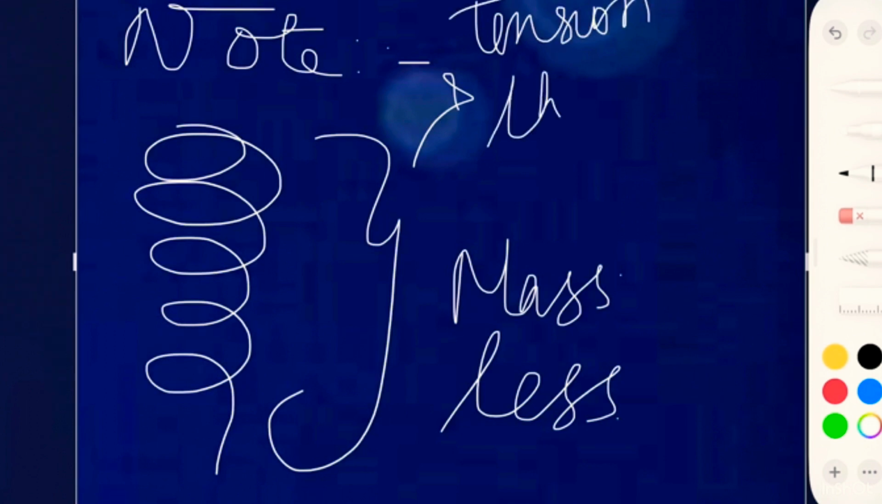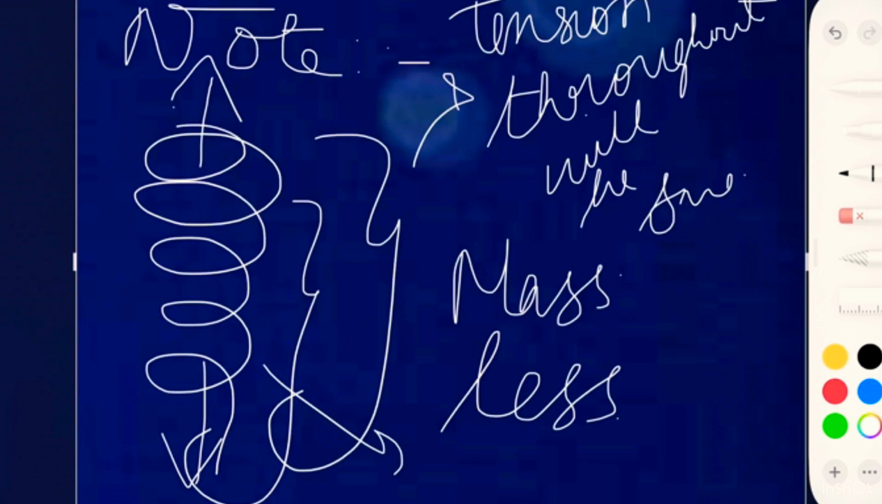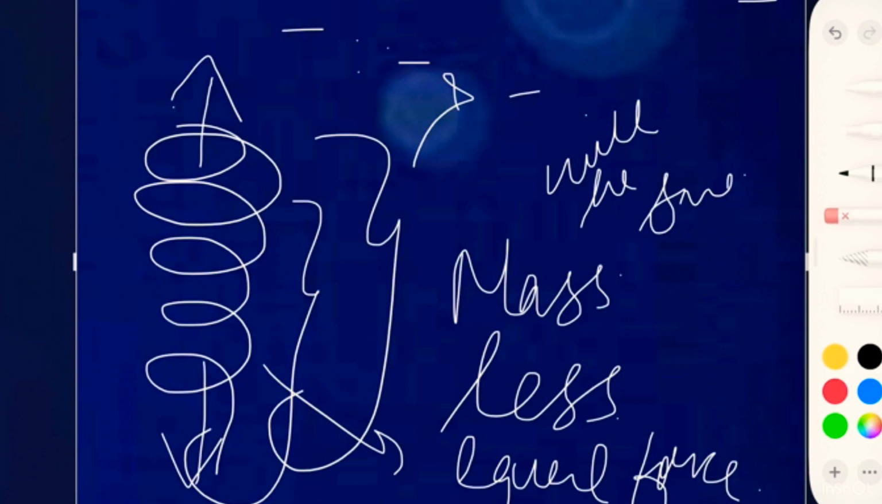Tension throughout will be the same. Thus the string will pull the bodies connected to its two ends with equal force. So if you pull it, both ends will experience equal force. So that's a simple concept.